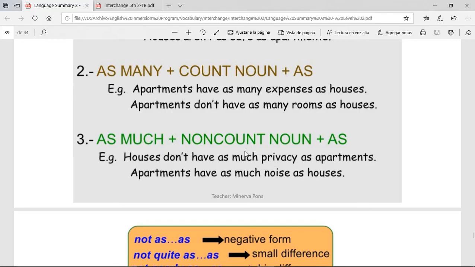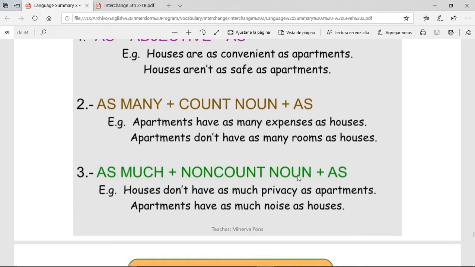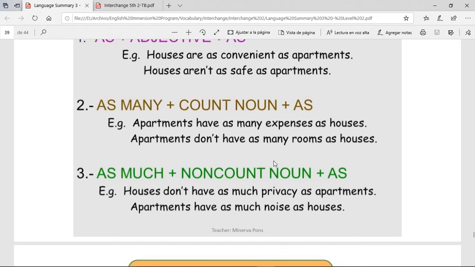As much plus non-count noun plus as. Houses don't have as much privacy as apartments. Apartments have as much noise as houses. We're doing a comparison between them, and we're saying that they have the same thing with these nouns, in this case non-count nouns. Apartments have as much noise as houses. The houses and apartments are similar, or the same, because they have as much noise.